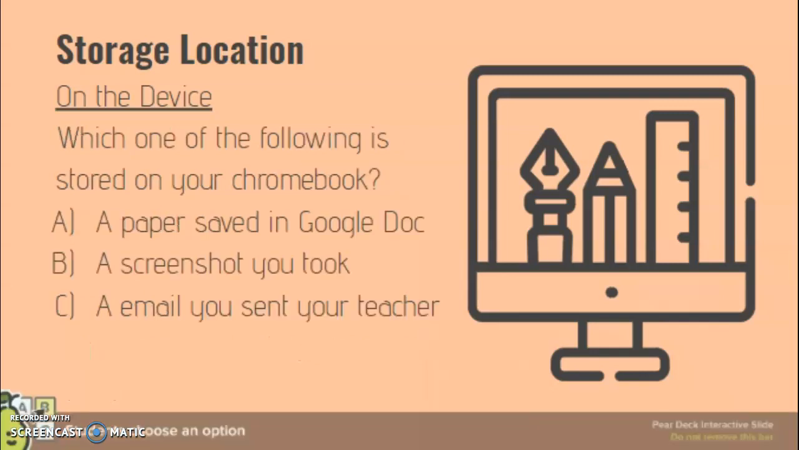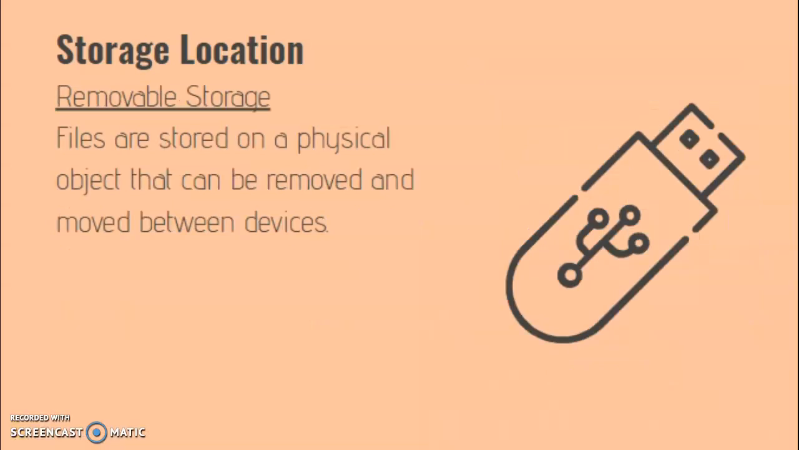Quick question, which one of the following is stored on your actual Chromebook? A, a paper saved in Google Docs, B, a screenshot you took, or C, an email you send to your teacher. Which one's saved on the actual device? The actual answer is B, a screenshot you take. That gets saved on the device. Google Docs goes to your Google account, your Google Drive account, and your email is going to your email account.